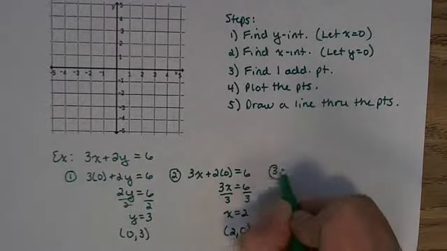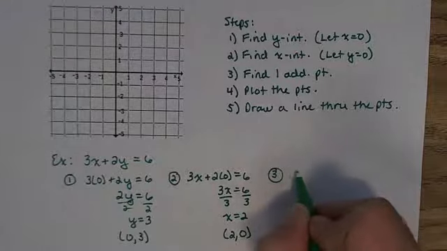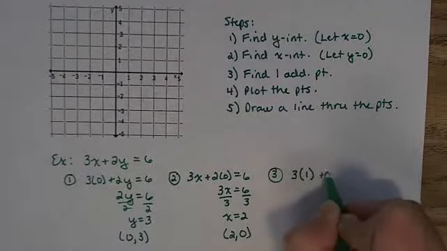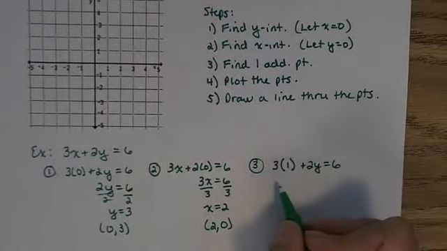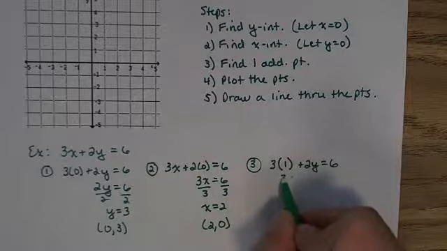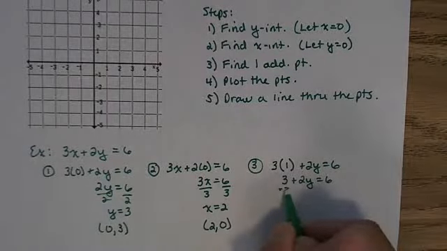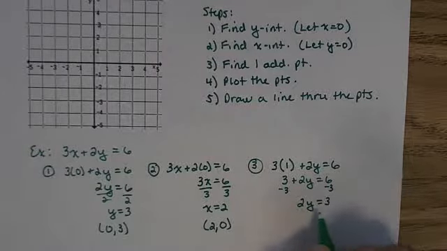My third point, I can pick any number I want. I'm going to pick an x value of 1. So I take 3 times 1 plus 2y is equal to 6. This one's going to take just a little bit more work. So I have 3 plus 2y is equal to 6. I need to subtract my 3. That will give me 2y is equal to 3.